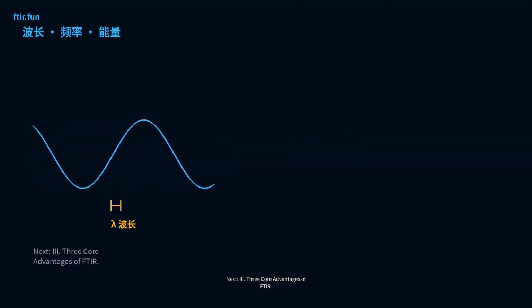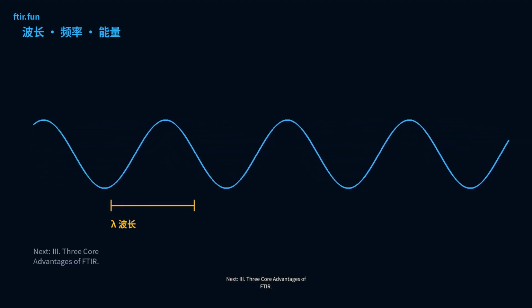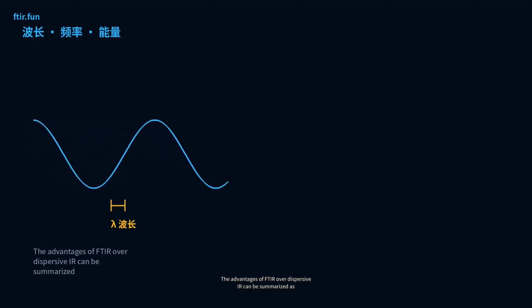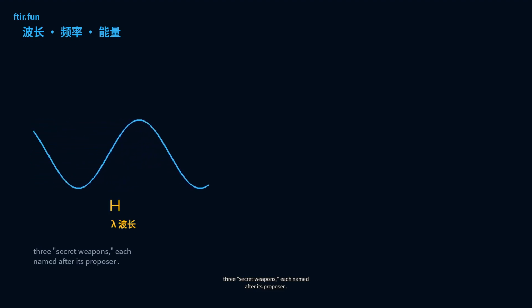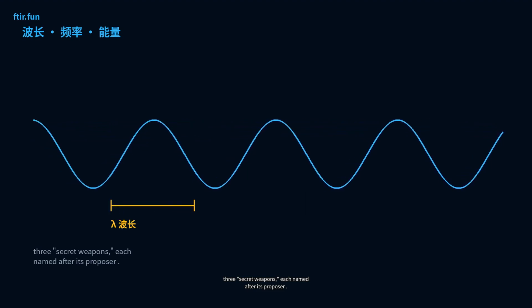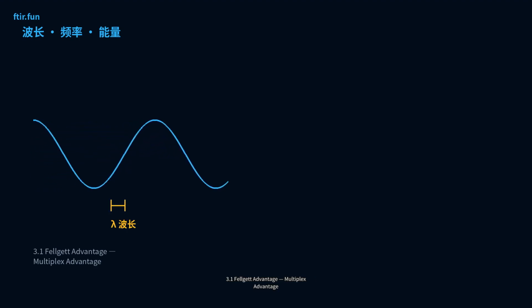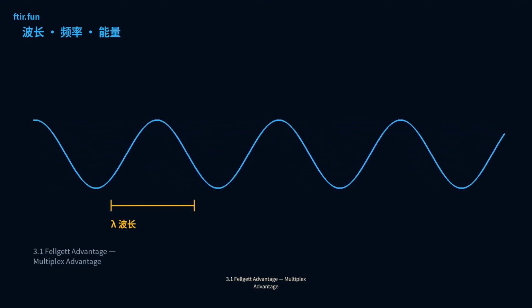Next, IV. 3 core advantages of FTIR. The advantages of FTIR over dispersive IR can be summarized as 3 secret weapons, each named after its proposer. 3.1 Fellgett advantage, the multiplex advantage.